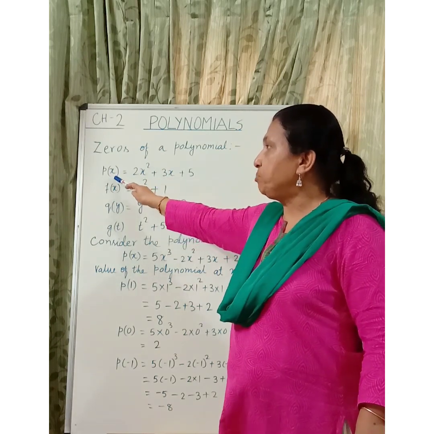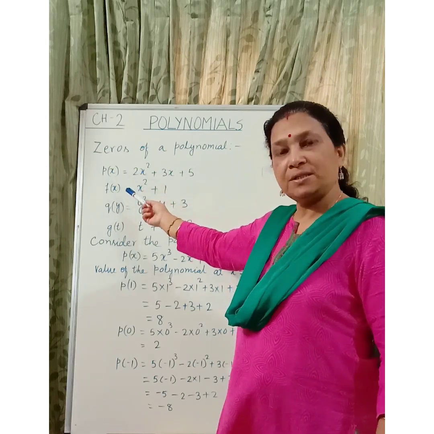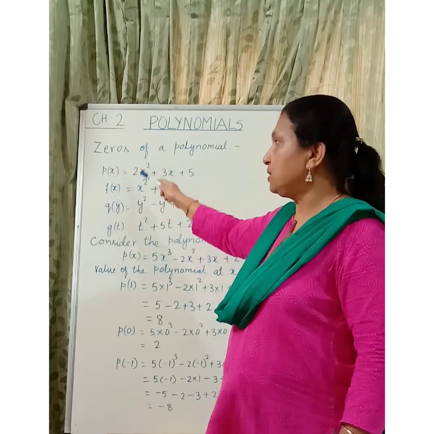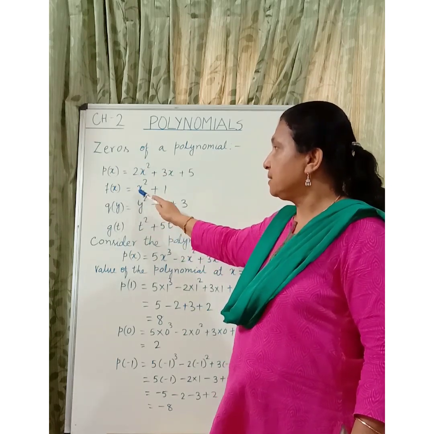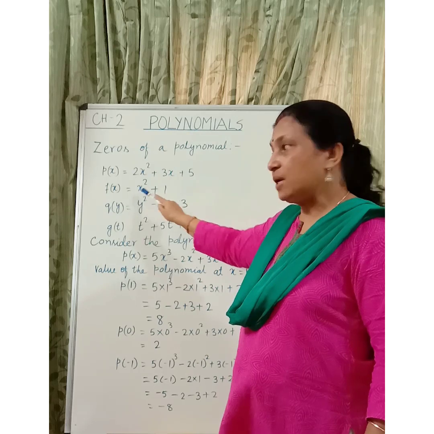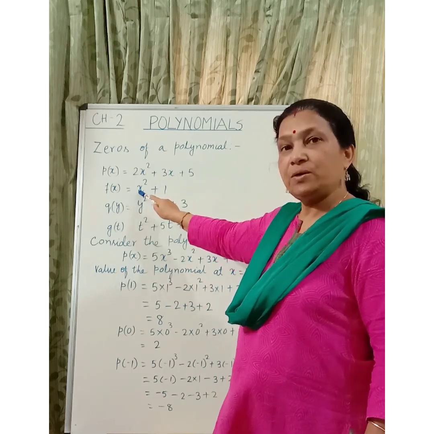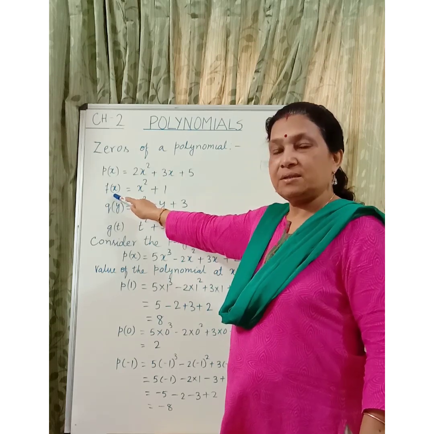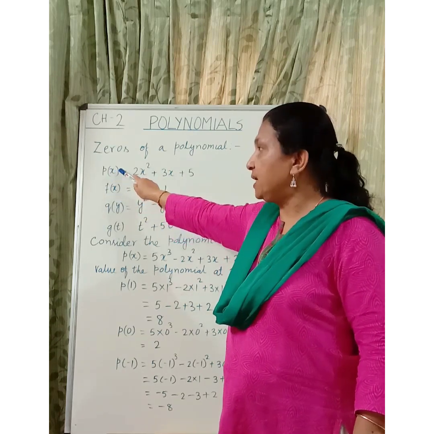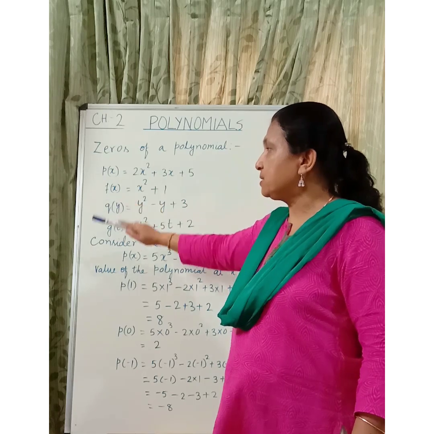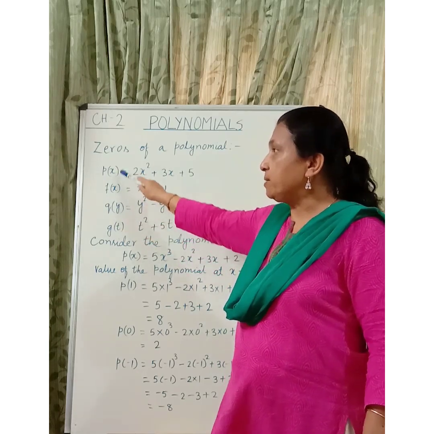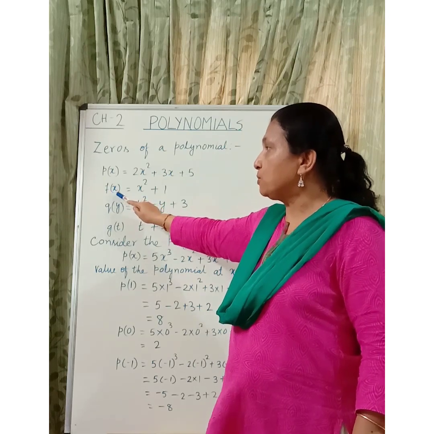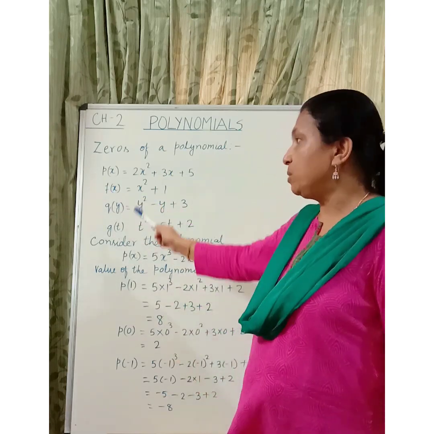So we can write p(x) or we can write f(x), g(x), q(x), t(x), whatever we can write like this. The next example, x square plus 1. The variable used here is x, so we can write it as f(x). It is the same whether we write f(x) or p(x), both are the same. It is also known as a polynomial of variable x.